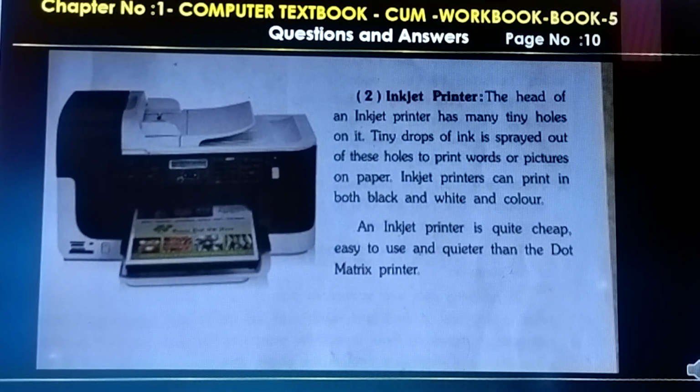Inkjet printer. The head of an inkjet printer has many tiny holes on it. Tiny drops of ink are sprayed out of these holes to print words or pictures on paper. Inkjet printers can print in both black and white and color. An inkjet printer is quite cheap, easy to use, and quieter than a dot matrix printer.